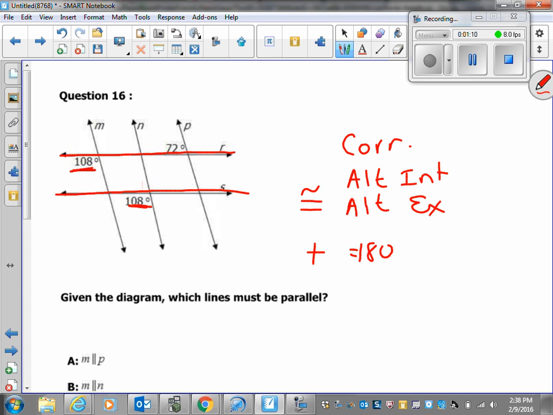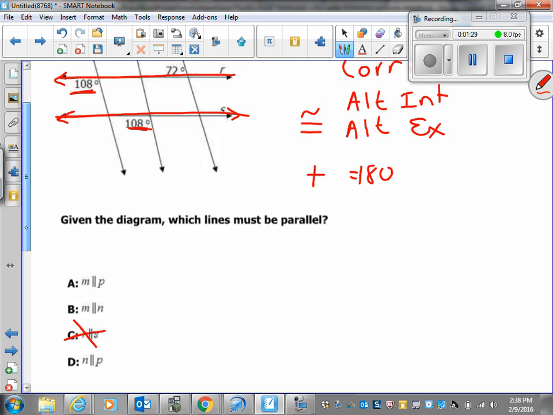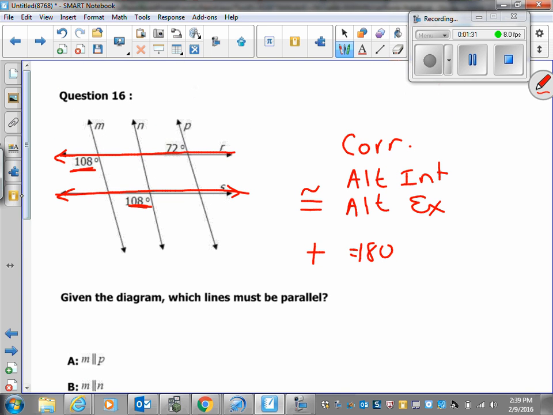So I know for sure M and N, I cannot say they are going to be parallel, or R and S are going to be parallel. This line is not going to be parallel to this one because of this reason. So R and S cannot be proven parallel because they don't share the same transversal.